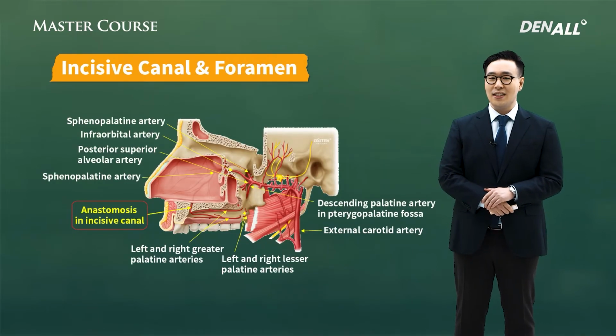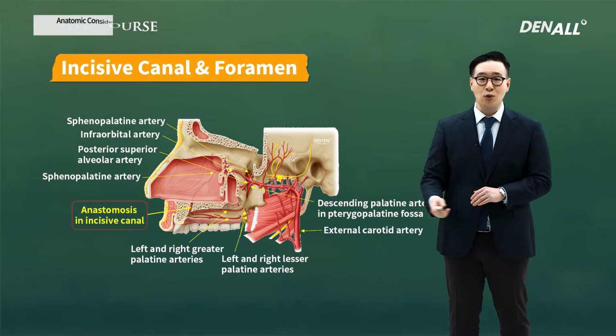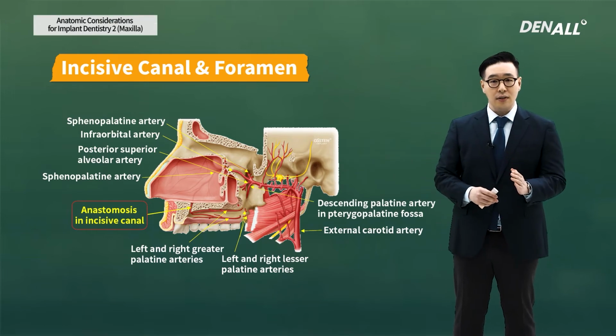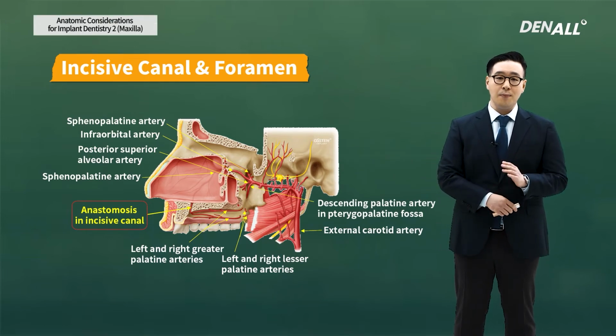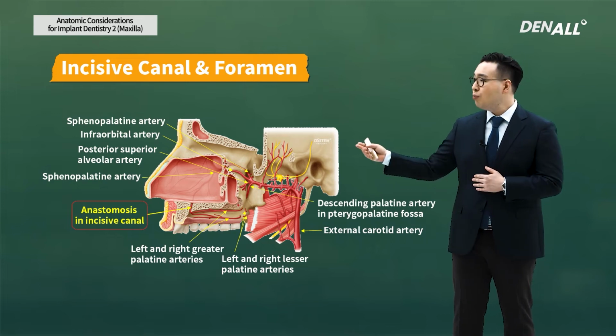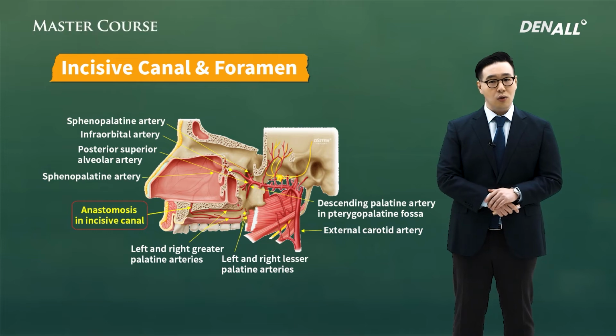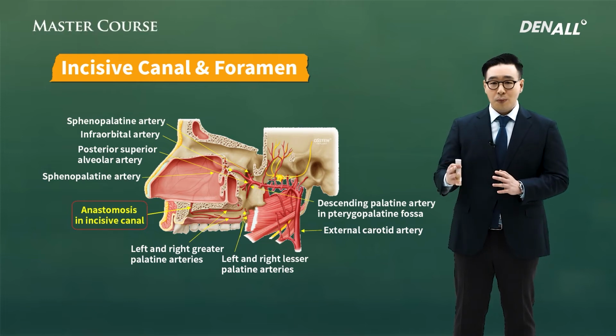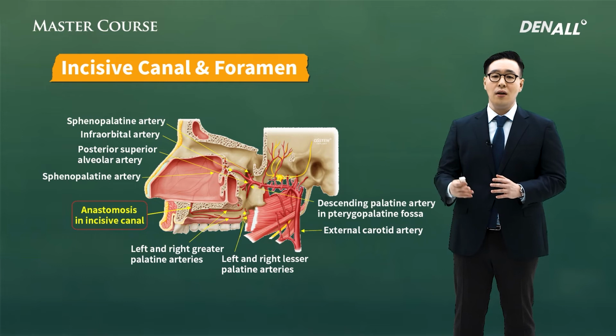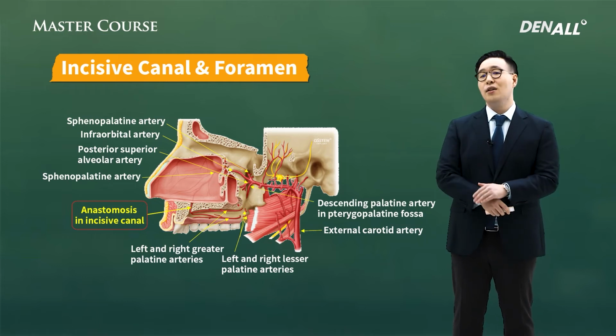Also, on the anterior side, there is the incisive canal and the smooth palatal septal branch, and also the greater palatine artery, and also the nerves, the major palatine nerve and greater palatine nerves. They all form an anastomosis here.